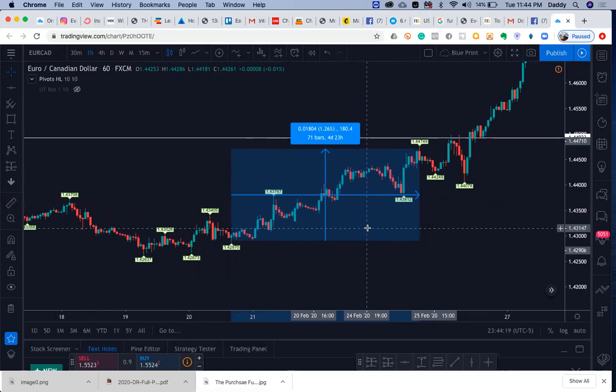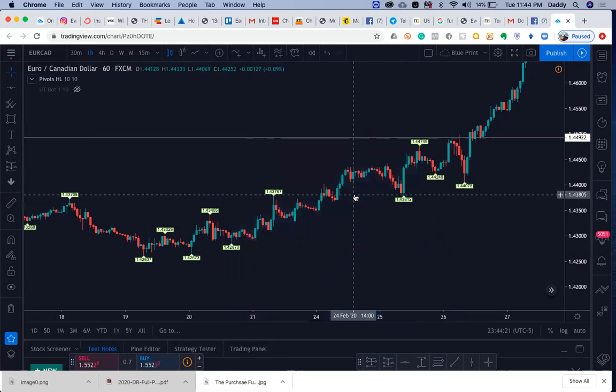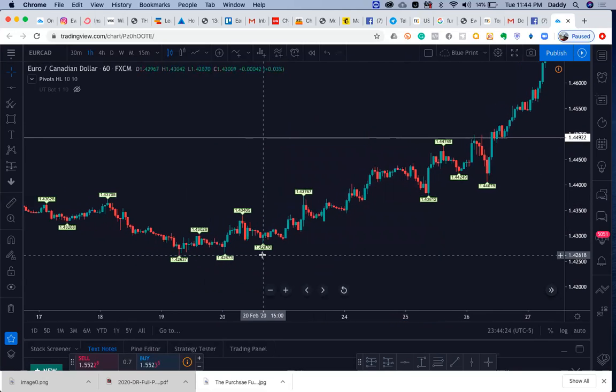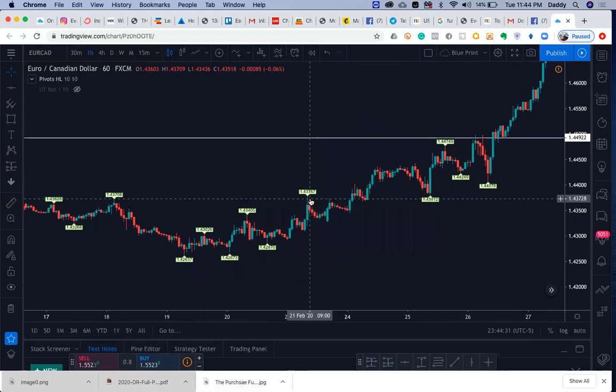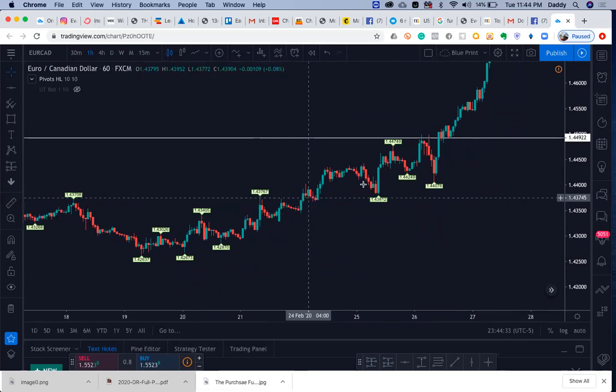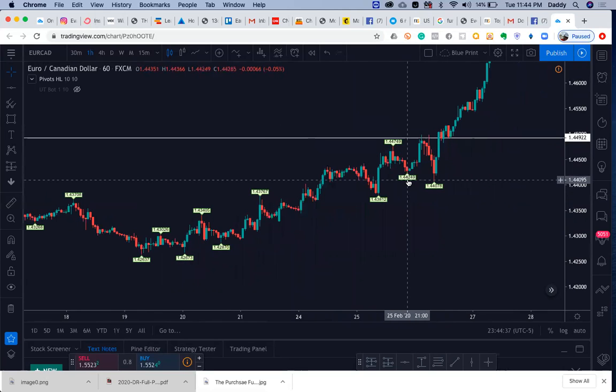Right. So again, I'm not saying trade consolidation. What I'm saying is that if you see a low, the next logical thing that's going to happen is what? It has to form a high. If you see a high, what's the next logical thing that has to happen? We're looking for that low. You're looking for the low.